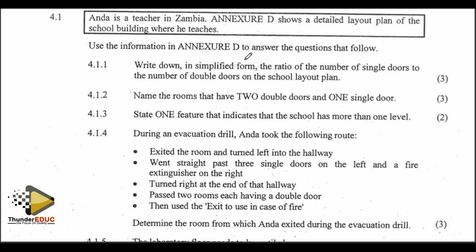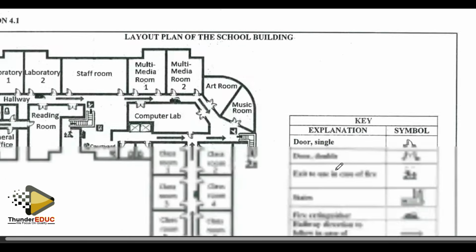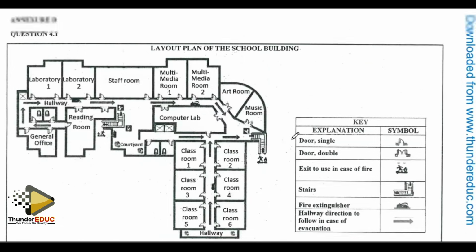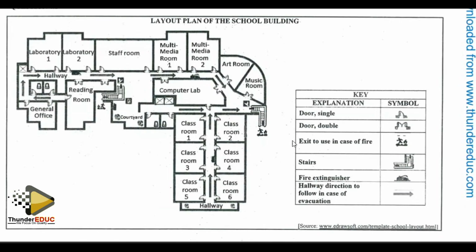Write down, in simplified form, the ratio of the number of single doors. Take note of that. We are looking at the ratio of the number of single doors to the number of double doors. So your ratio should be single to double. Let's look at the annexure. This is how the annexure looks. Let's reduce it a bit. It's fine now. This is question 4.1, annexure D. You can start counting by counting double doors, or you can count all doors and find out. Anyway, let's count.